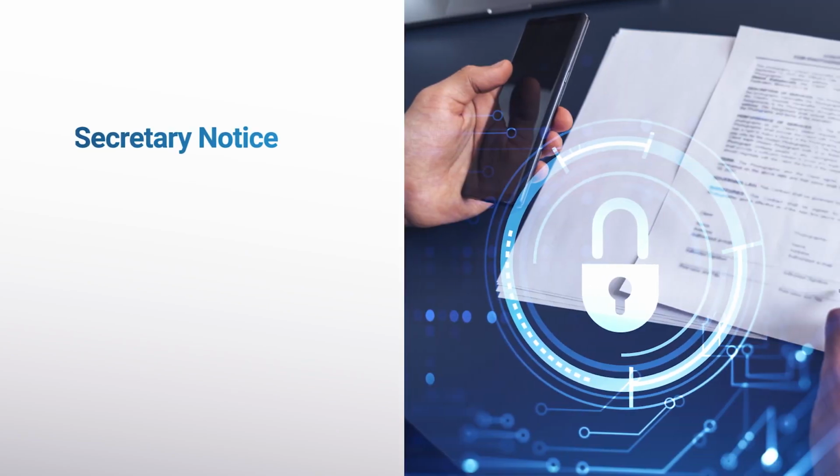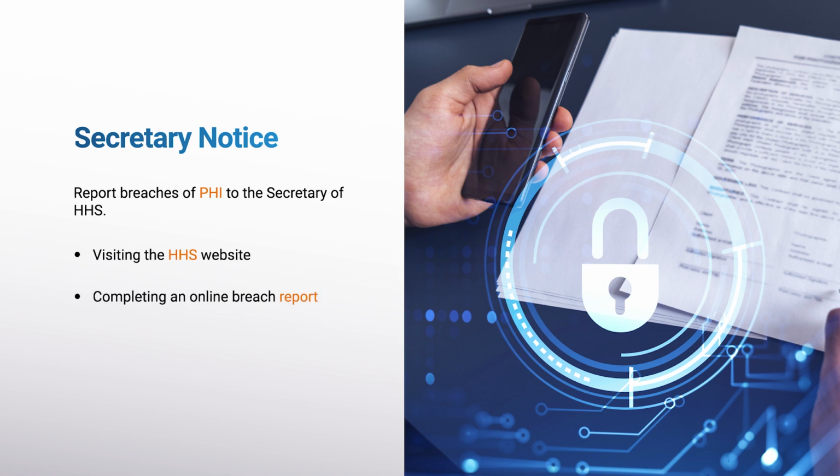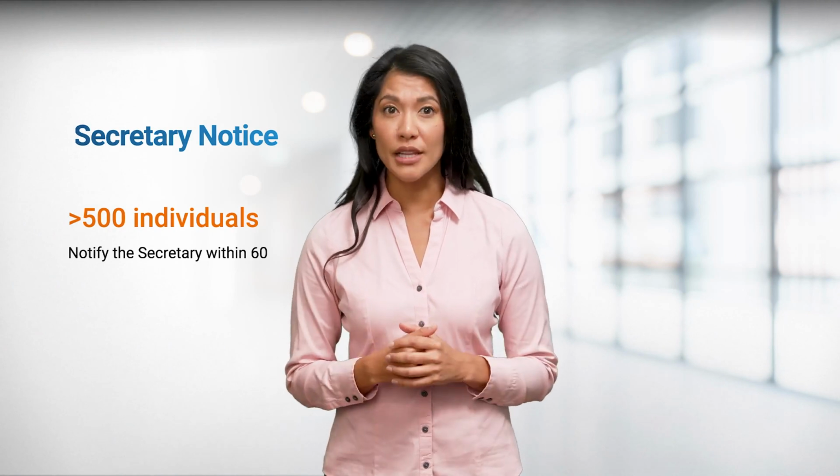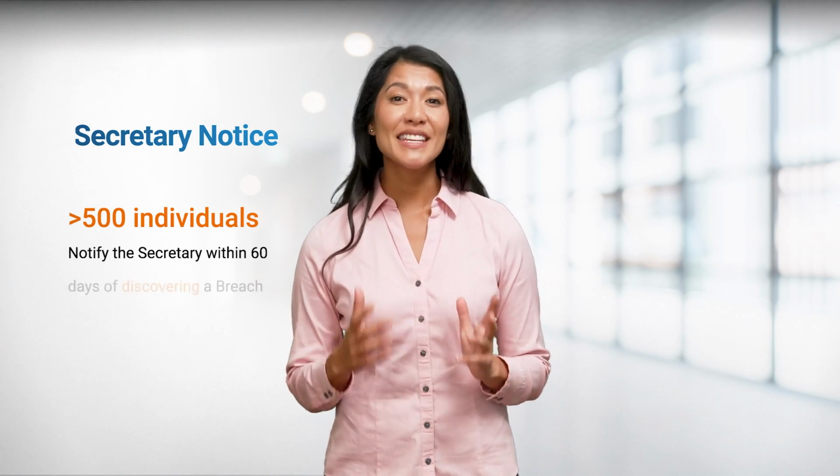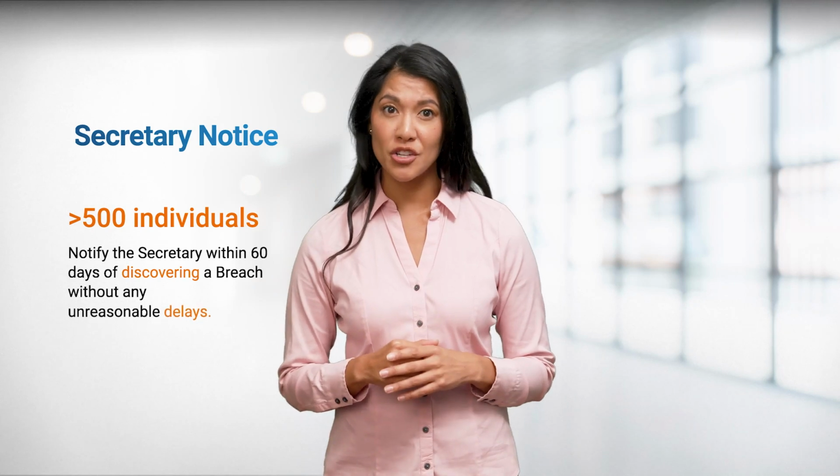Secretary notice. In addition to notifying affected individuals and, when necessary, the media, covered entities are also required to report breaches of unsecured protected health information to the Secretary of HHS. This is done by visiting the HHS website and completing an online breach report form. For breaches affecting 500 or more individuals, the covered entity must notify the Secretary without unreasonable delay and no later than 60 days after discovering the breach.